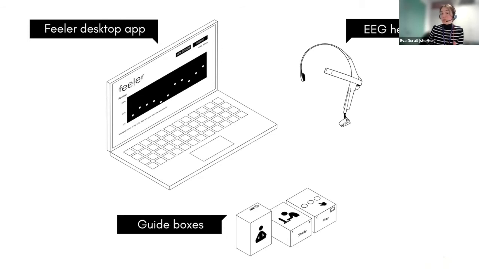So for this purpose, a prototype service has been developed. That's what I call the filler. It works as a combination of a brainwave monitoring headset, combined with some computational objects that are guiding interaction, and a desktop application. So this is, in a nutshell, the three components that make up this prototype that we were developing in the context of this project, and it was functional.